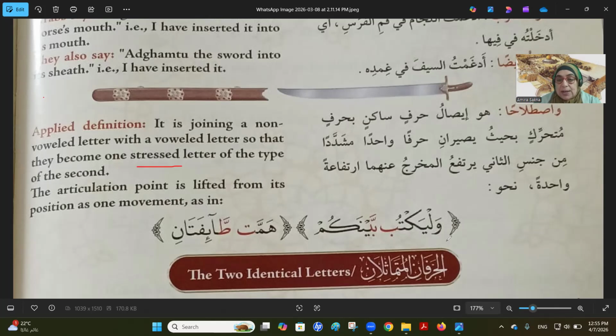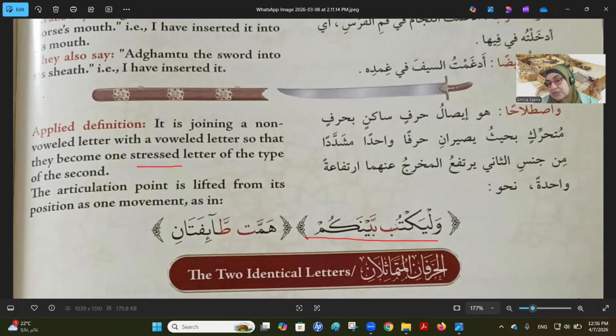Like here, wal-yaktub baynakum. Okay, I have to plug in my laptop. Just a second, kindly. Wal-yaktub baynakum. Here I have two ba following each other between 2 words. The first one has sukoon, and the second one having fatha.